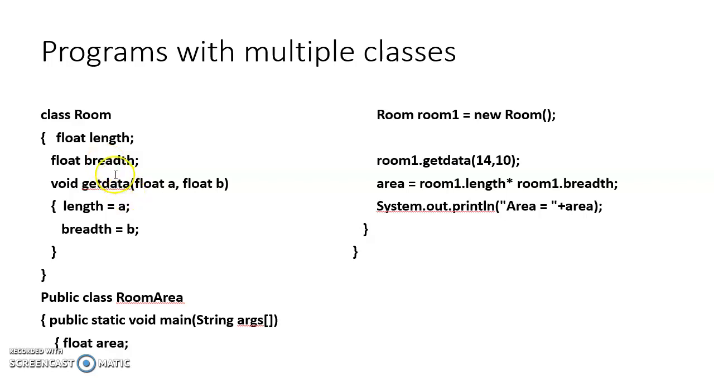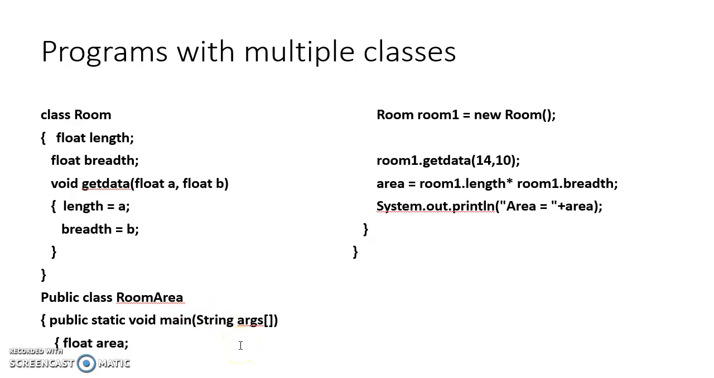You're having a function getData, which is having two arguments, float A and float B. Now, whatever is the argument passed over here, A will be stored in length and B will be stored in breadth. So you have a class room which defines the variables as well as functions. Now you're having another class called room area, and this is where the main function is written.